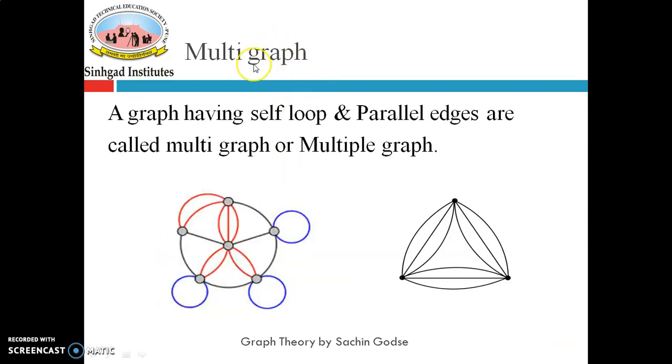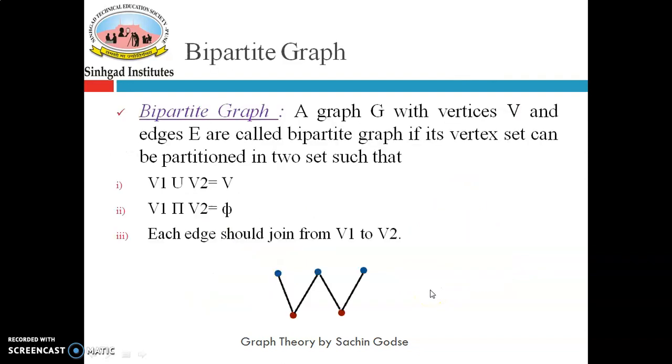Now next type of graph is multigraph. A graph having self loops and parallel edges is called a multigraph or multiple graph. Means if the graph contains self loops and parallel edges, or only parallel edges, or only self loops, then also it is called a multigraph. These are some examples of multigraph. You can see in this first graph it contains parallel edges and self loops also, so it is a multigraph. Here we can see it contains parallel edges, so it is a multigraph or multiple graph.